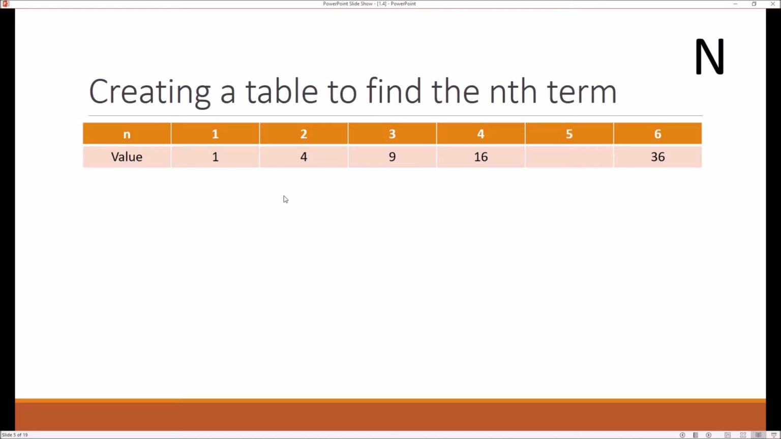So let's look at one. Here I have n equals 1, and the value when I plug it into the function is 1. Here I have n equals 2, and I get 4. Now I have n equals 3, and that gives me a value of 9. My n equals 4 is 16. I don't have my value for n equals 5. We're going to figure that out using inductive reasoning. But when n equals 6, the value of the expression is 36.